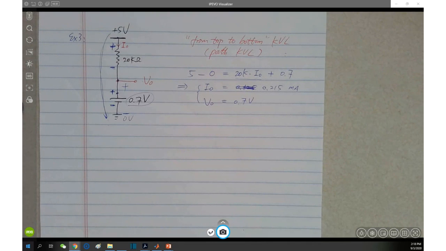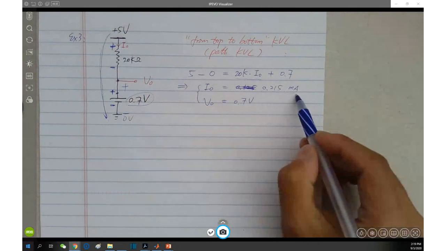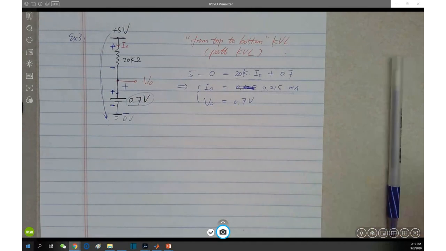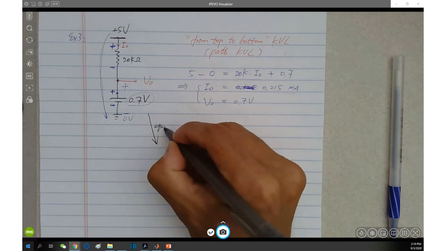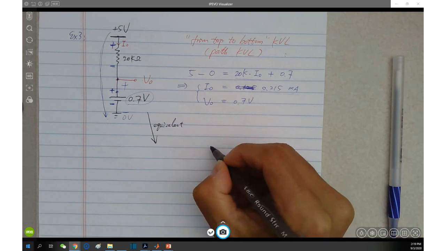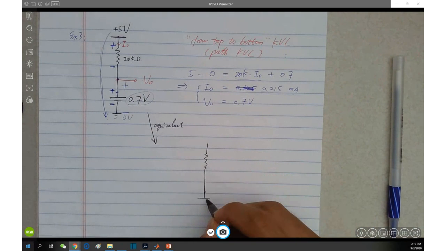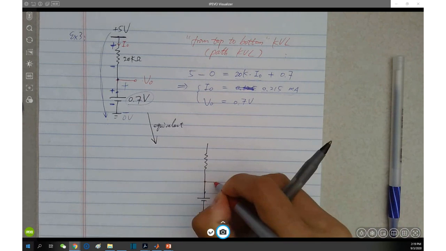Of course, how do we justify that this is not an open loop at all? There is a loop. First, the current through this path is not 0, so definitely it's not an open circuit. Second, we can draw an equivalent circuit, so that you can tell this is actually a circuit we know very well already.